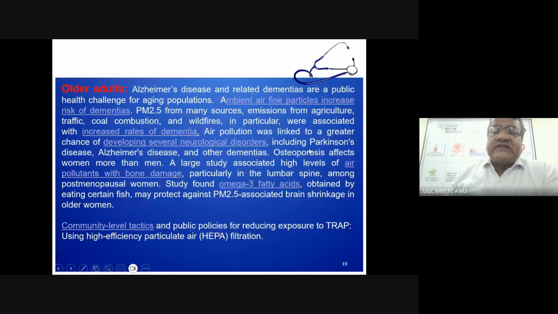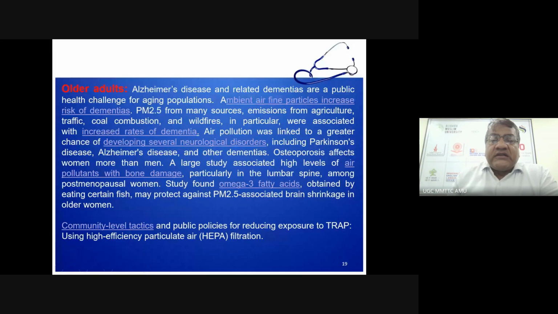The area over the chest, the back of the chest, is known as the thoracic spine, and the area which is the back of the abdomen is known as the lumbar spine. So, a large study associated a high level of air pollutants with bone damage, particularly in the lumbar spine, just above the pelvis, among post-menopausal women, who are more than 45 years old and don't have any menses.